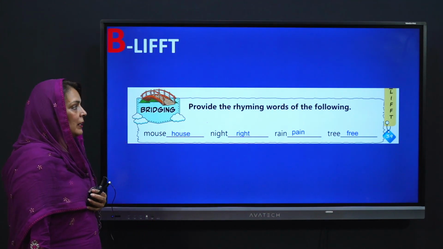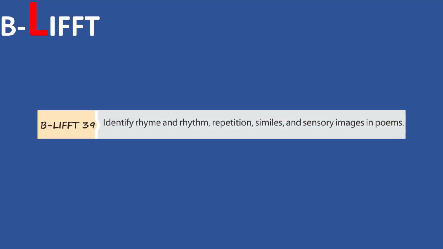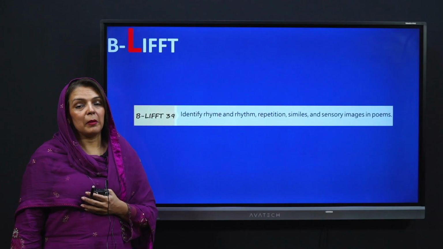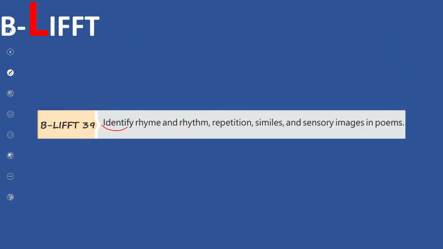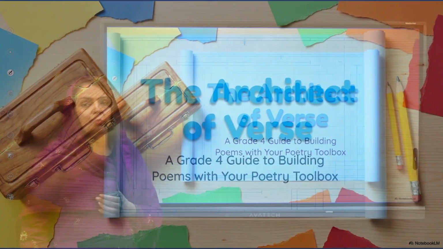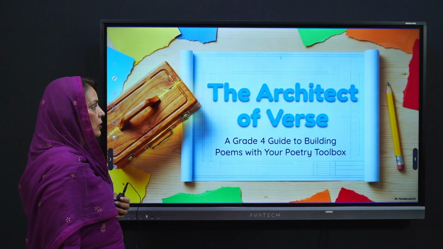Now, today's B-Lift is very interesting. In the previous B-Lift, we read a poem. Now we are going to be learning the elements of a poem. What are the elements that made the poem very interesting to you? So we will be identifying what is a rhyme, what is rhythm, what is repetition, similes, sensory images. These are the elements which make a poem very, very interesting.